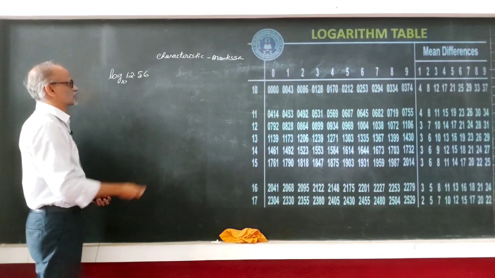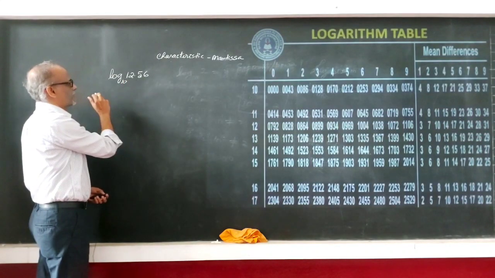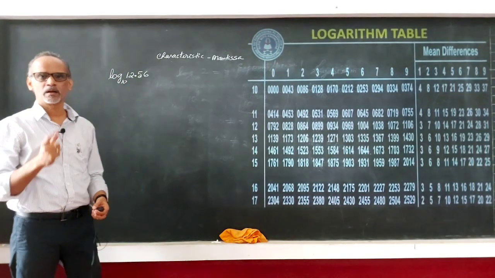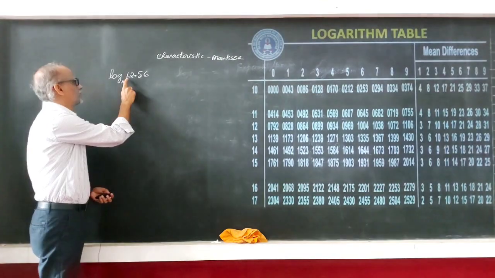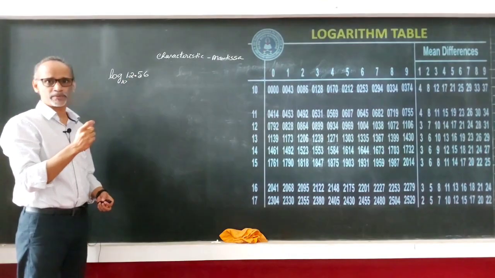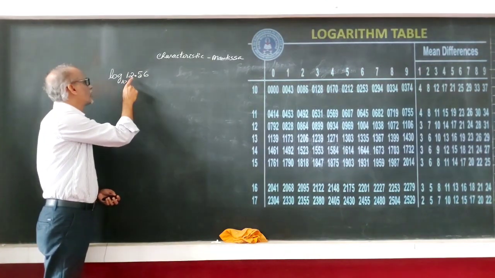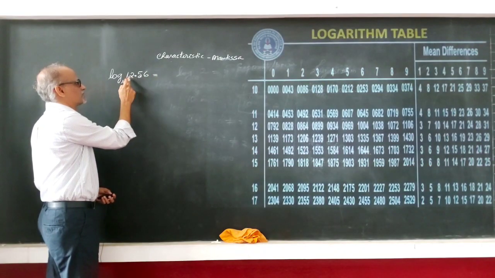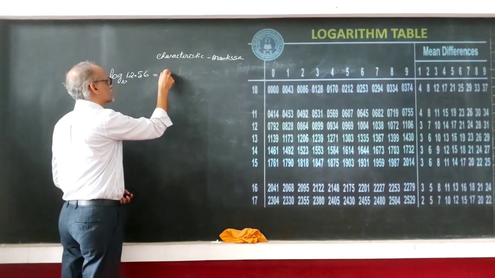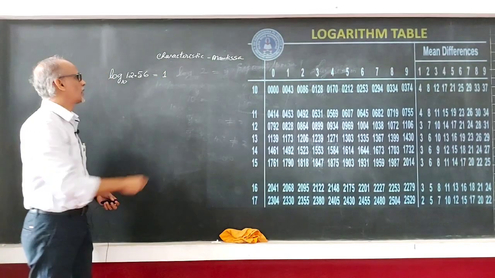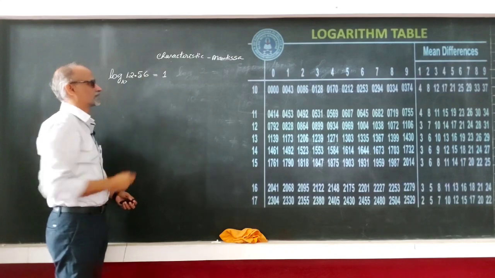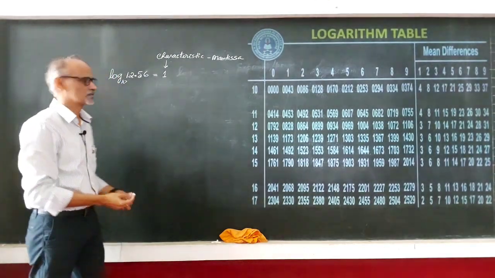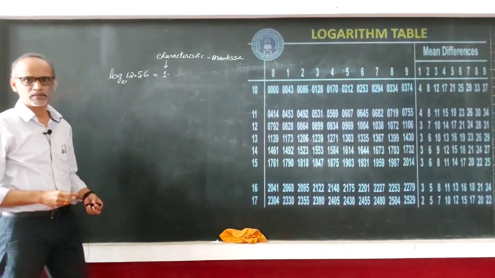Now, how to find the characteristic? To find the characteristic, see the number and see where the decimal point is. Just before the decimal point, count how many digits are there. In this number, there are 2 digits. So a characteristic is always one lesser than the number of digits before the decimal point. So number of digits before the decimal point is 2, 1 less. That means it is 1. So 1 is the characteristic of 12.56. That's the characteristic. And mantissa is always a fraction. So that means I have to write a decimal point.